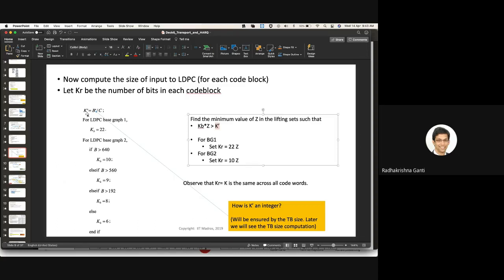Is this confusing? Hello. Hello. Yeah, sir. Dipanshu? Sir said 22Z cannot be greater than 8448, or it can? It will not be greater than 8448. Okay, sir.